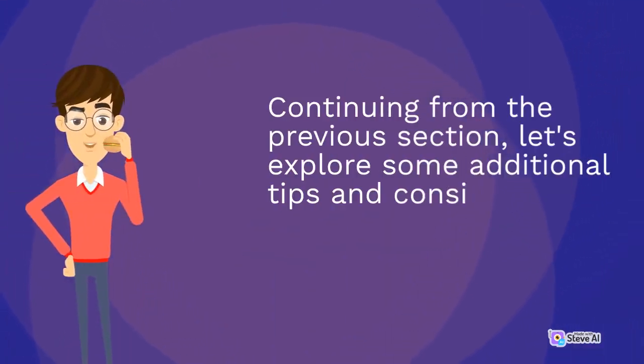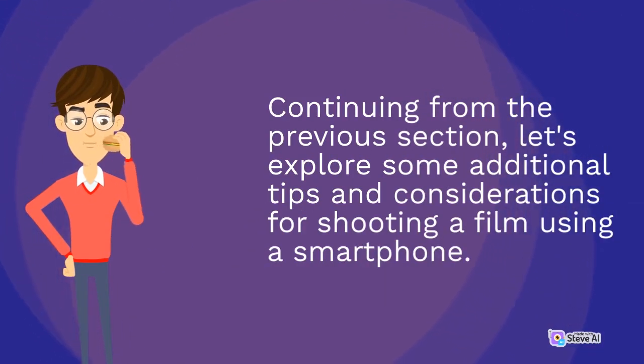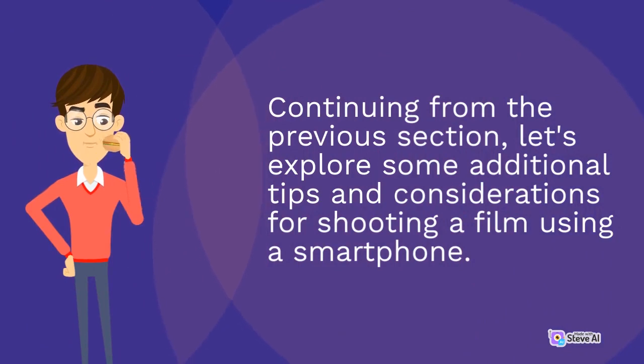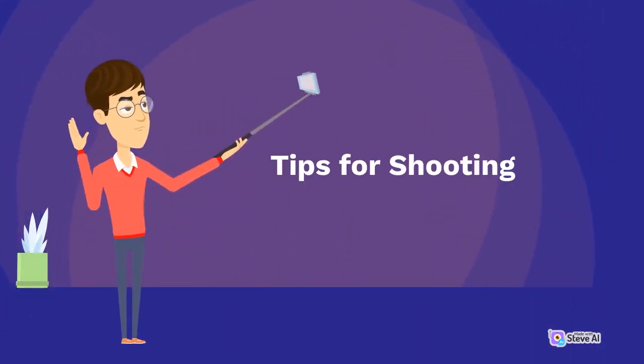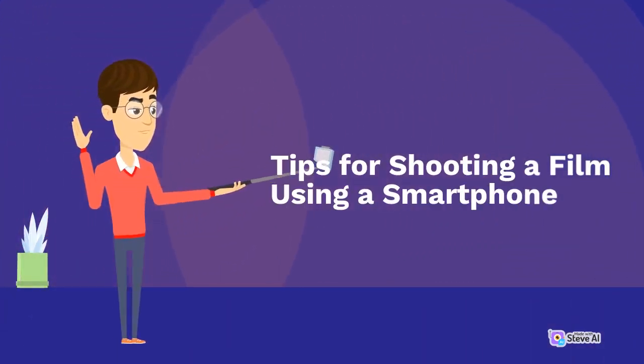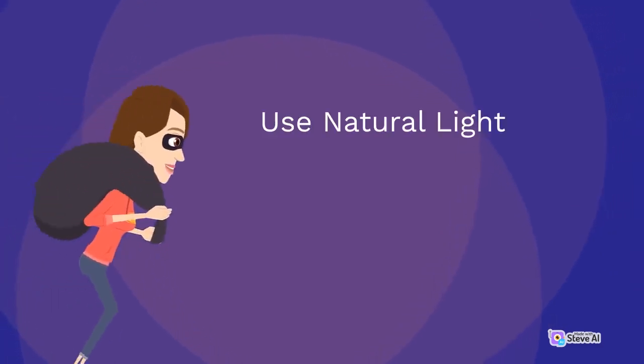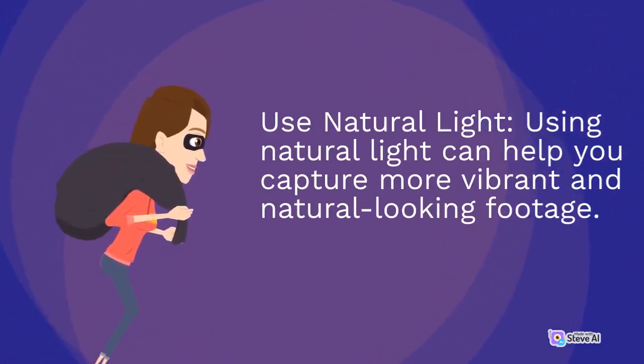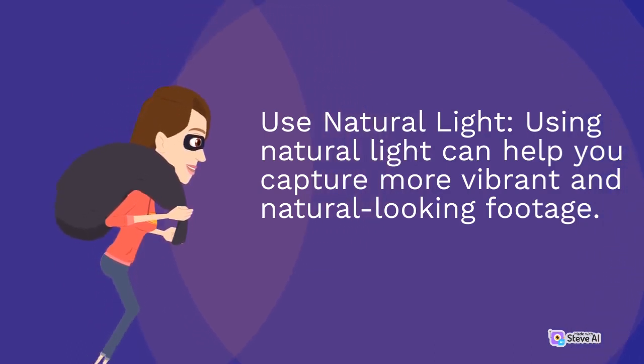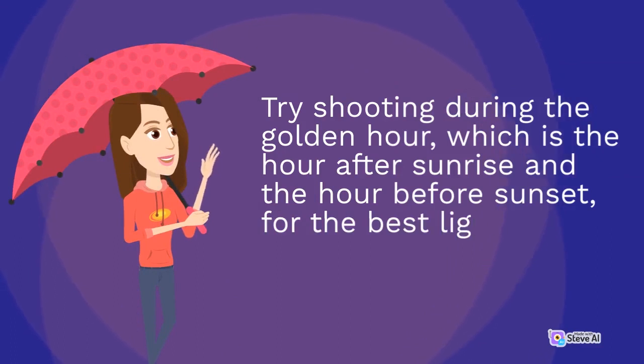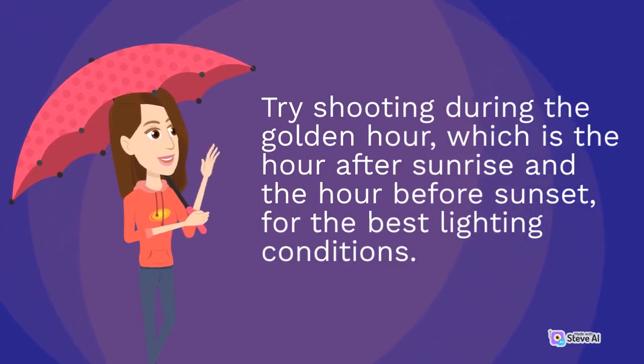Continuing from the previous section, let's explore some additional tips and considerations for shooting a film using a smartphone. Tips for shooting a film using a smartphone. Use natural light. Using natural light can help you capture more vibrant and natural-looking footage. Try shooting during the golden hour, which is the hour after sunrise and the hour before sunset, for the best lighting conditions.